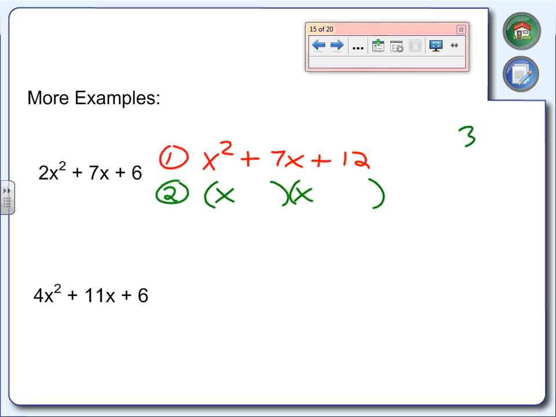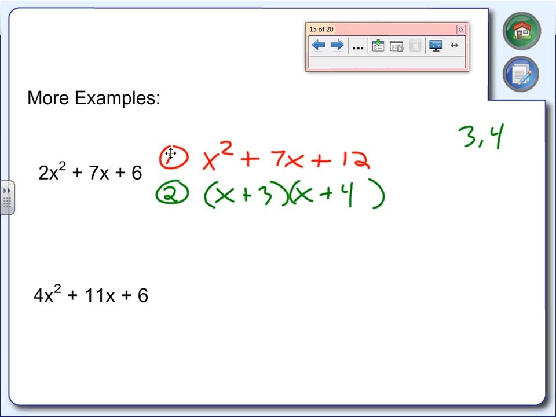3 times 4. Now, before I start listing everything, let me go ahead and try 3 and 4. Let me see if they add up to 7. If they add up to 7, I don't need to write any more numbers down, right? So, 3 and 4, are they going to add up to 7? Yes. So do I need to keep listing numbers over here? No. No, you've already found them. So we just factored.